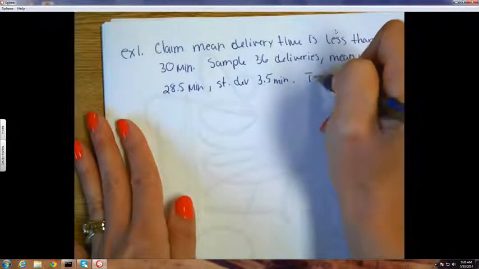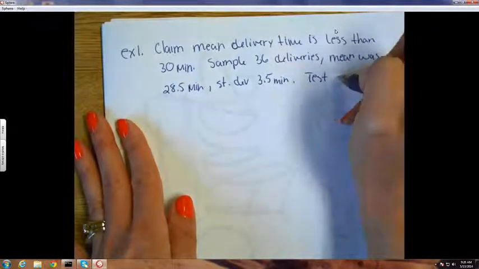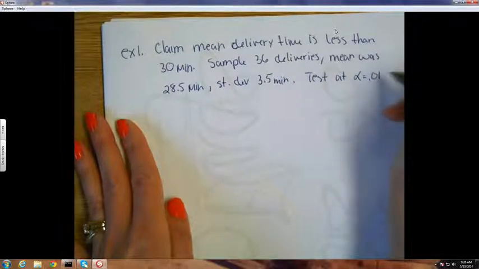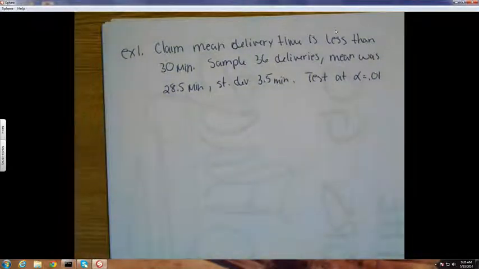Test at alpha equals 0.01. And we're going to do the program.